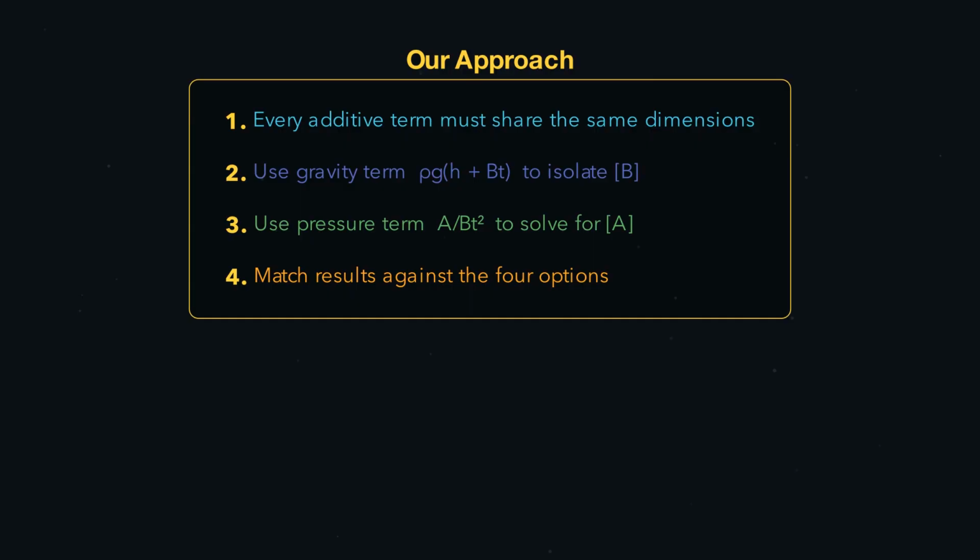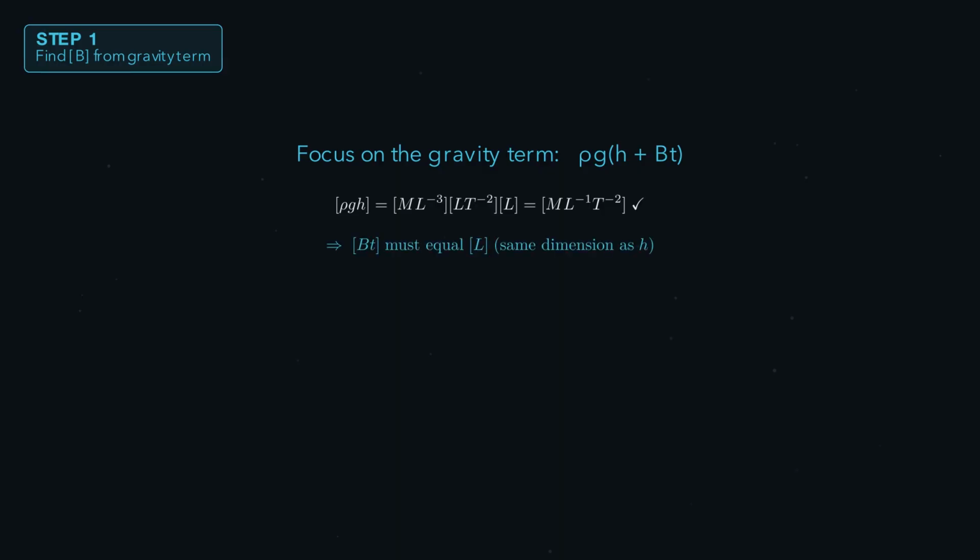First, we'll isolate B from the gravity term. Then we'll use B to crack A from the pressure term. All three groups must have the same dimensions as pressure, mass per length per time squared. Look at the gravity term, rho times g times the quantity h plus bt.